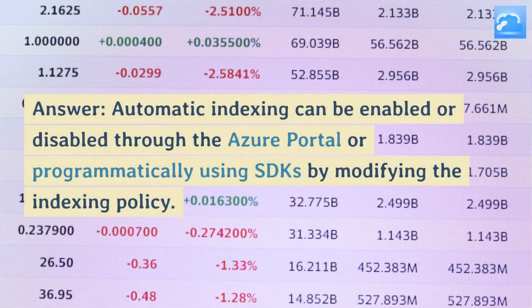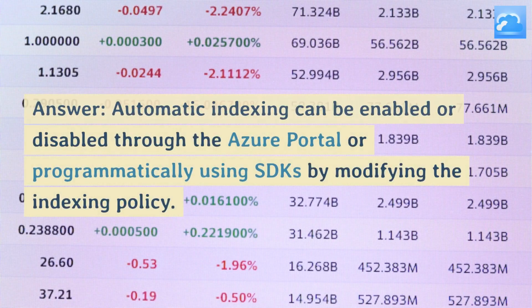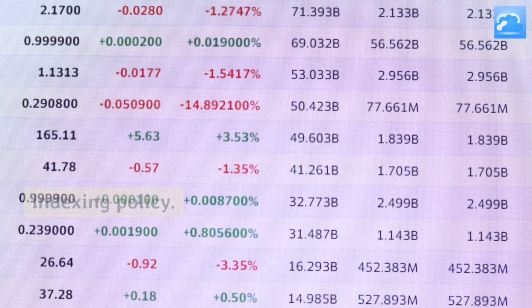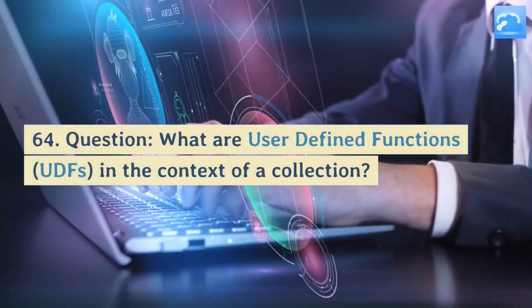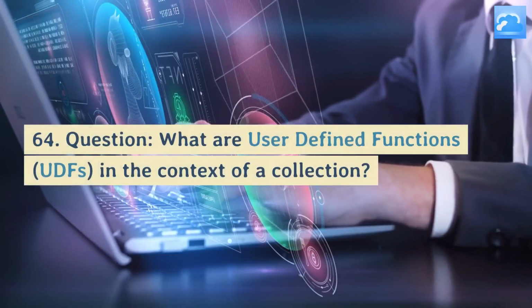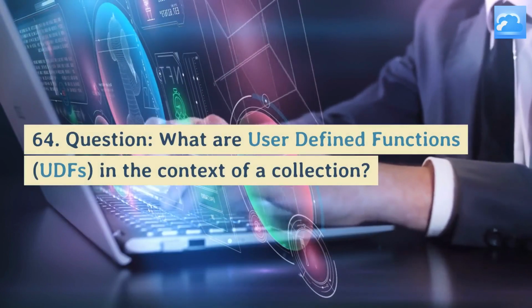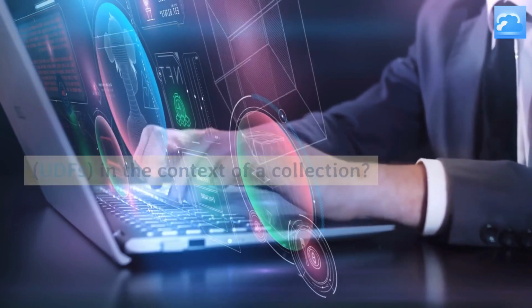63. Question, how do you enable or disable automatic indexing on a collection? Answer, automatic indexing can be enabled or disabled through the Azure portal or programmatically using SDKs by modifying the indexing policy.